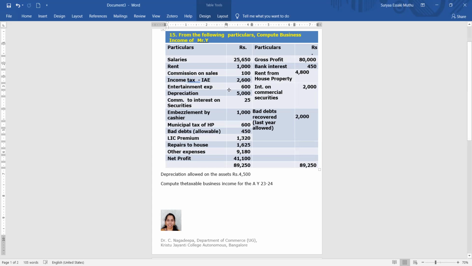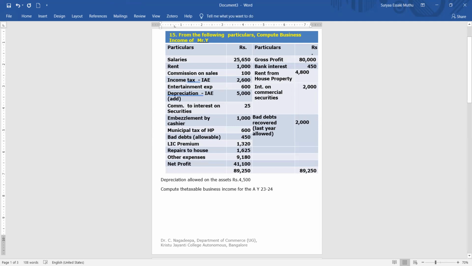Next is entertainment expenses, admissible. Depreciation: if nothing is told in the adjustment, it will be considered admissible. If an amount is given in the adjustment which is allowable as per income tax, then this depreciation is considered inadmissible, and whatever is given in the adjustment is considered admissible. It is given in the adjustment, so this amount we are going to make inadmissible, which you do in the add column.